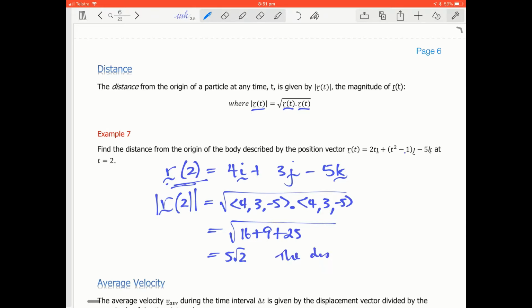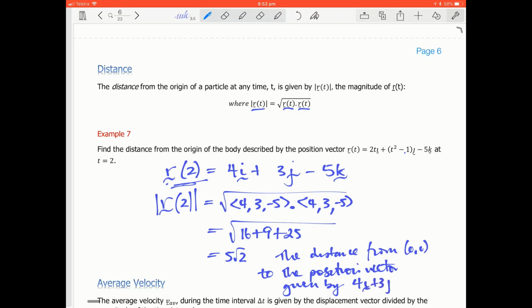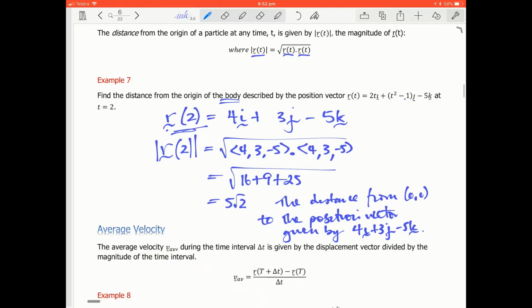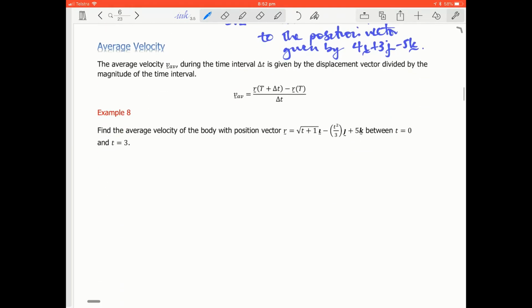So the distance from O to the position vector given by 4i plus 3j minus 5k. So it's the distance from the origin to this particle or body when t equals 2 seconds.